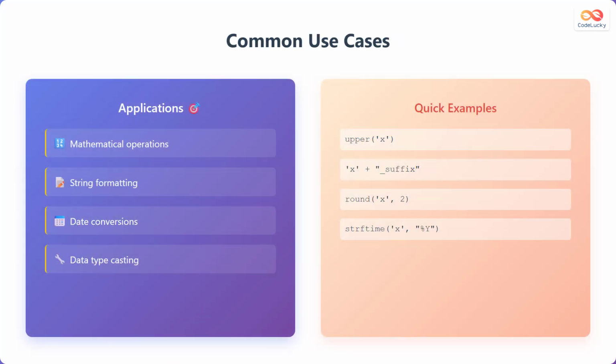The mvmap command has numerous practical applications in real-world scenarios. Common use cases include mathematical operations like calculations and conversions, string formatting such as case changes or adding prefixes and suffixes, date conversions for timestamp manipulation, and data type casting when you need to convert values from one format to another. Quick examples include using upper with single quotes around x for text transformation, concatenating strings with x plus underscore suffix, rounding numbers with round(x, 2), and formatting dates with strftime(x) and date format strings.